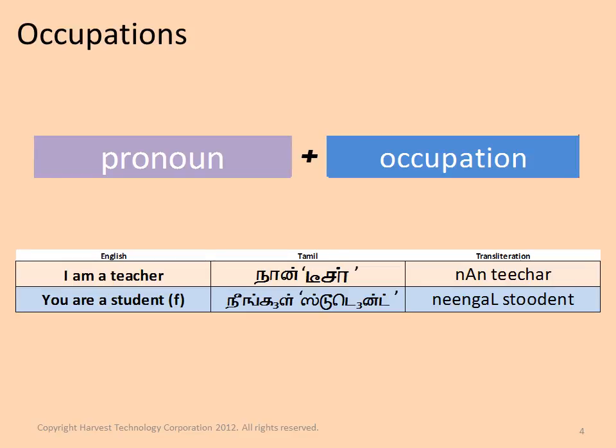And I'm just using these English words to show that you can use the English word for vocabulary words that you don't know, because a lot of times people will understand you. And also I'm showing how these words can be transliterated using the Thummer script. So I'm a teacher, nan teacher. You are a student, using the formal you. Ningar student.